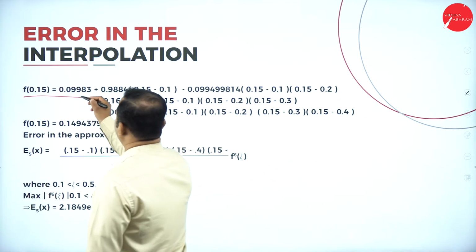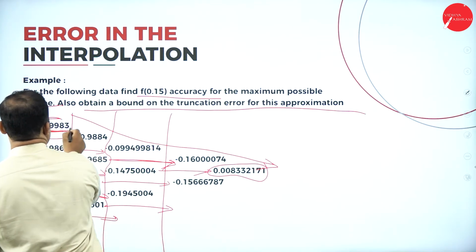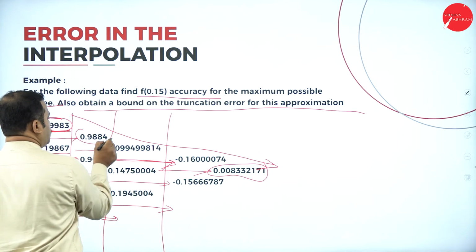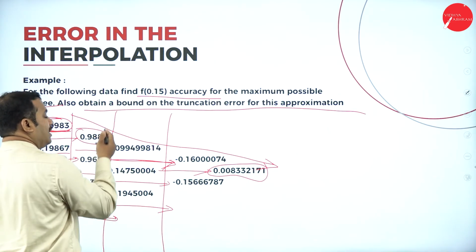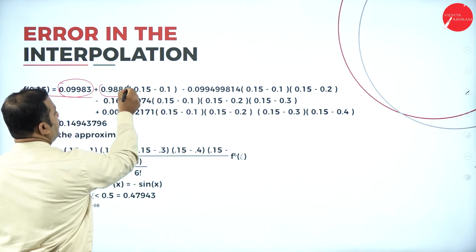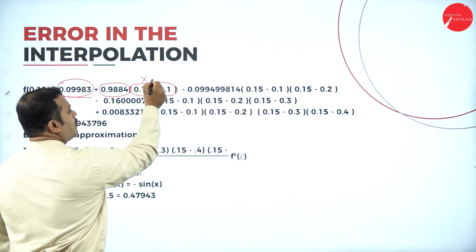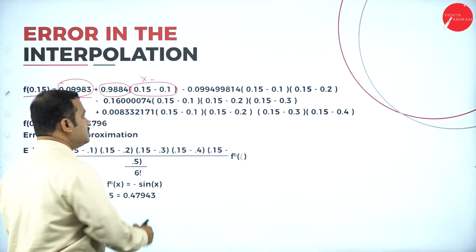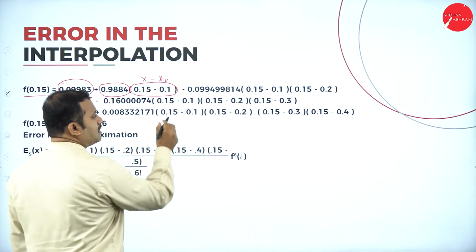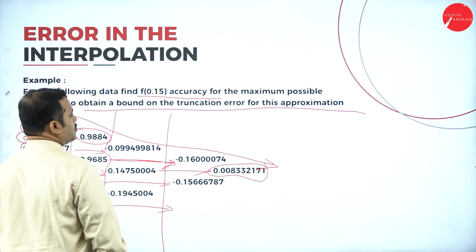So we have the value 0.9983 for 0.1, and the next term is 0.9884. How can I determine that? With the help of a formula like this, 0.9884 into 0.15, that is the value of x here. What is the value of xi? That is 0.1, that is x0. Which is the next value in the progression? That is this.